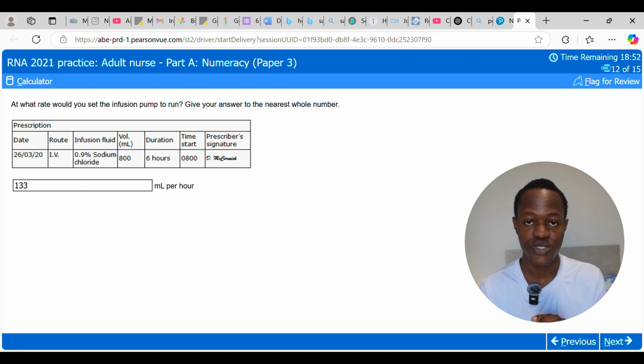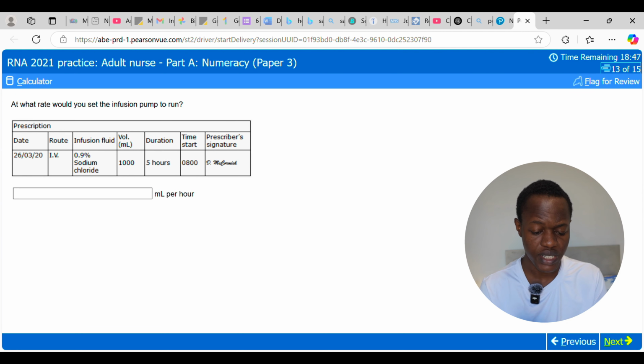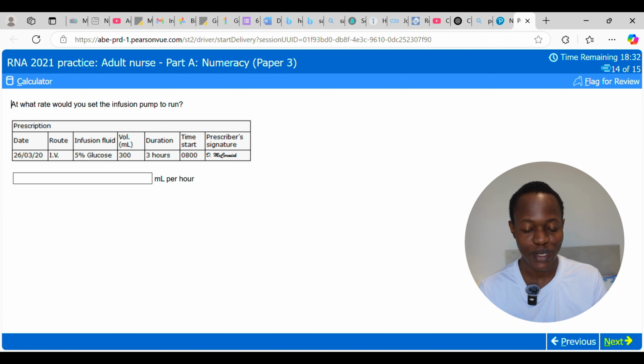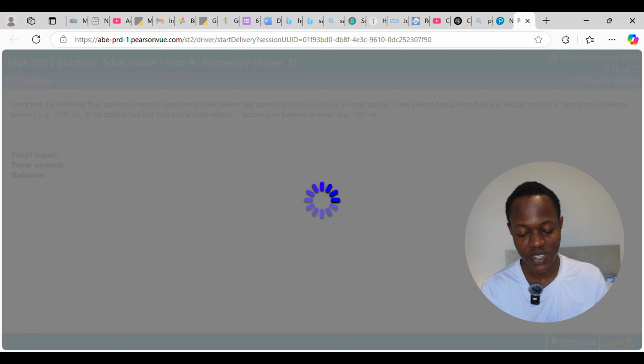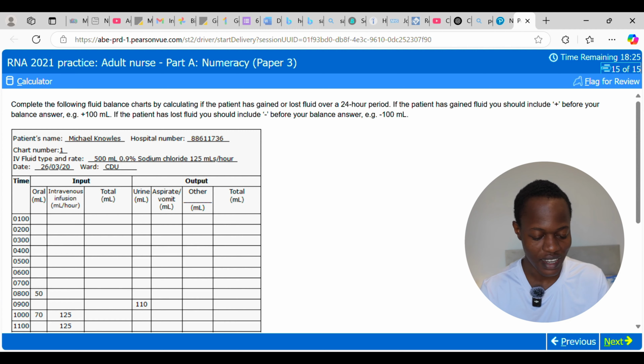Again, take note of your instruction and take note of your units. At what rate would you set the infusion pump to run? 1000 divided by 5. I don't need to calculate, it's 200. 200 ml per hour. So we have another one, 300 ml to run for 3 hours. Again, 100 ml per hour. So some of these questions can be very simple, honestly.